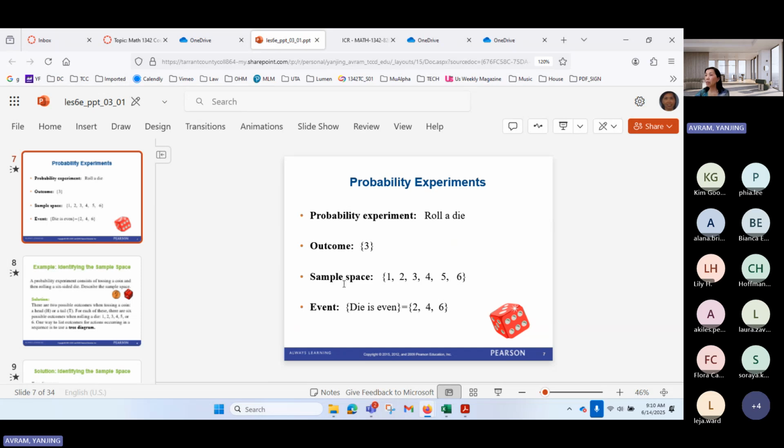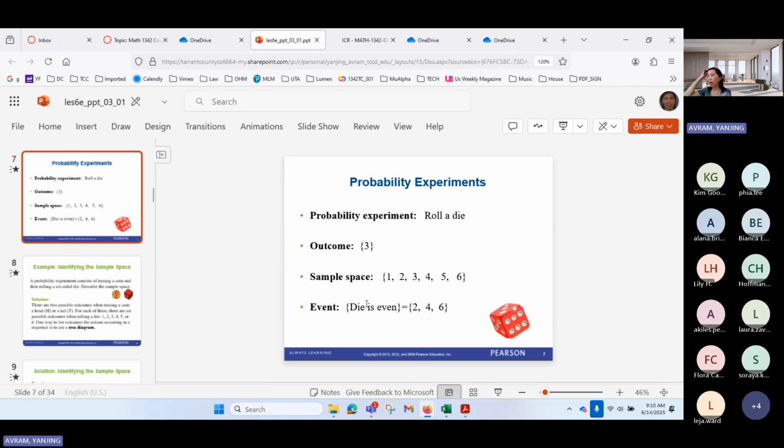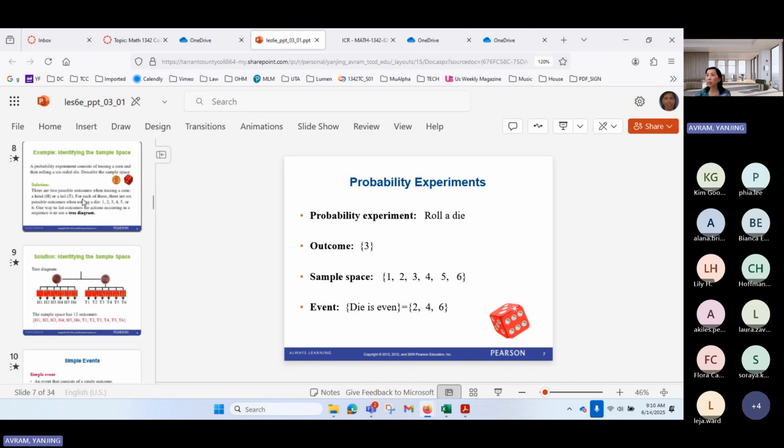If the outcome is only one, this kind of event is called a simple event. First you have to be able to identify what the sample space is. If you roll a die, you're going to have a sample space of 6, running from 1 to 6. The event of getting an even number will be 2, 4, and 6. Since this one has 3 outcomes, it's not a simple event.